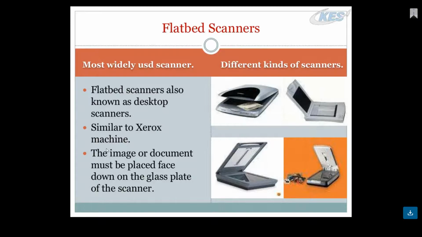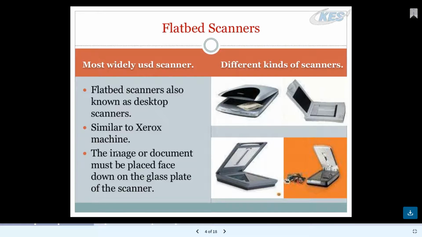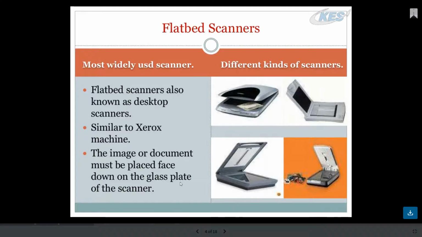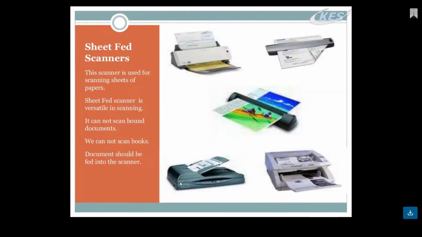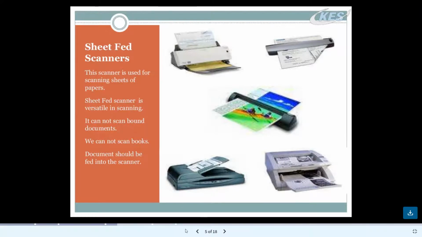But when I have to scan long documents, that means long rolls of information, then I need a drum scanner. I insert a page, it keeps on scanning and going like that. Similar to a Xerox machine, the image or document must be placed face down on the glass plate of the scanner. That means if I am inserting anything to scan, if I open this, it has to be kept face down like this. So this portion will be scanned. If I keep it this way, this portion will be scanned. We will just look into those aspects. Next, sheet fed scanners are those where a sheet is fed like this, it scans and it comes out.